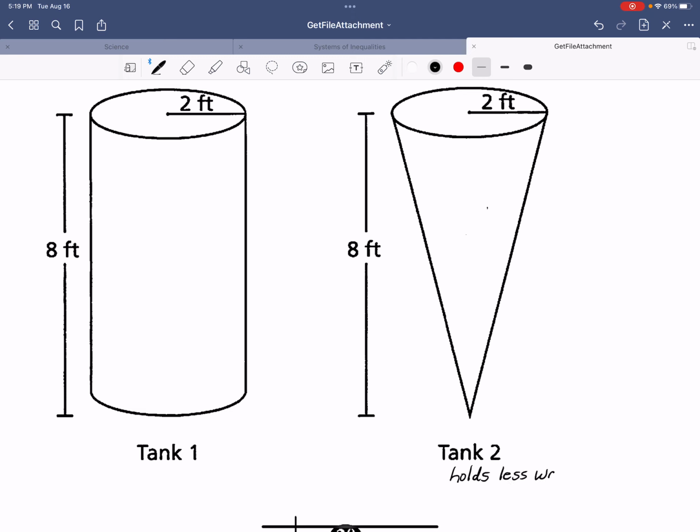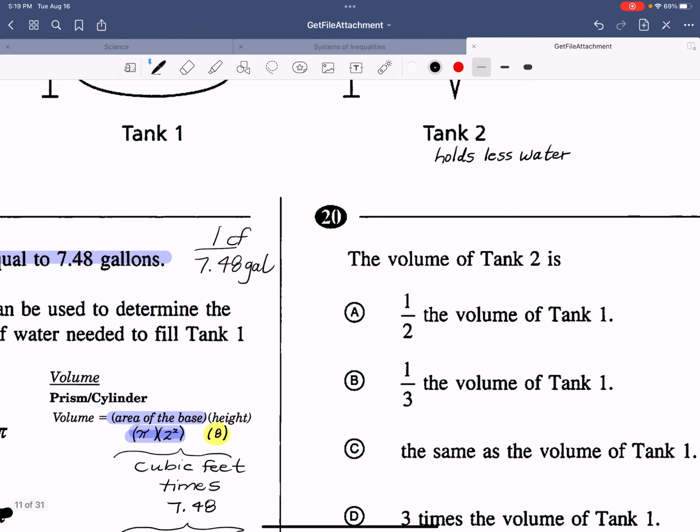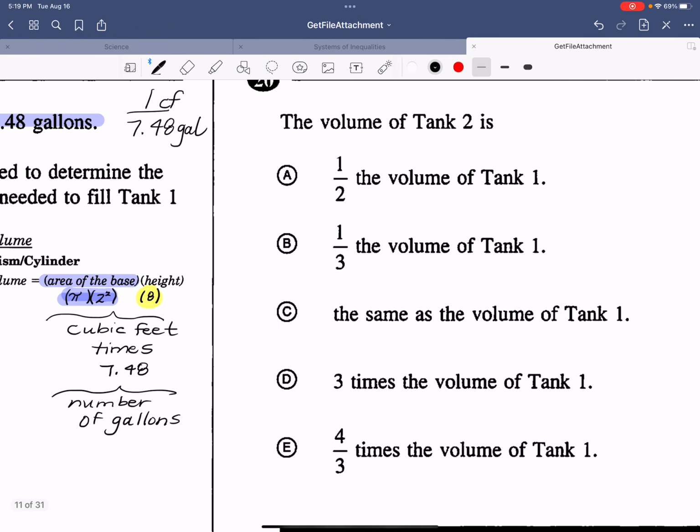Now that is on the condition that they're the same dimensionally, that the heights are the same and the radii are the same. And they are. It's just that tank 2 is a cone and is therefore not as spacious as the cylinder. So I can tell you that tank 2 holds less water. So let's look at the question. The volume of tank 2 is, and I have some choices here.